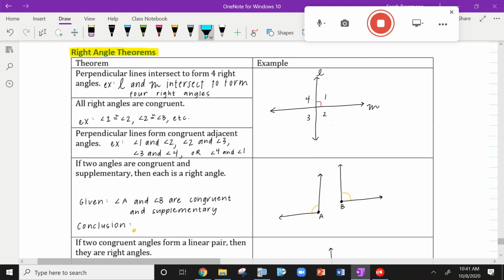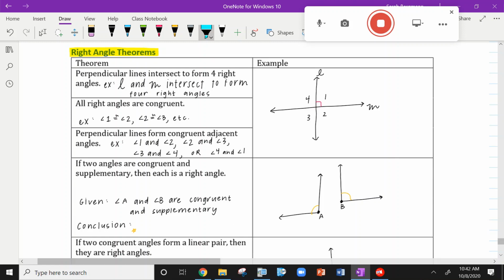Next, perpendicular lines form congruent adjacent angles. You should know the word adjacent angles. That's a vocab word from chapter 1. It means that they share a common side but no common interior points. So for example, angle 1 and 2 are adjacent angles. They must be congruent. Another pair would be 2 and 3, etc.